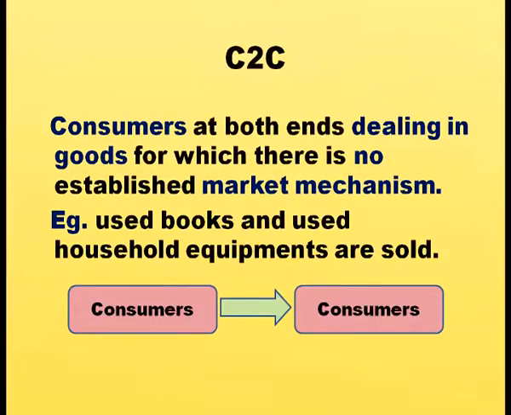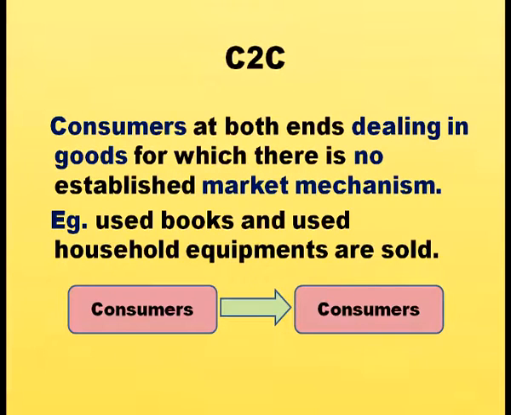C2C, here the two parties are consumer and consumer, one consumer with another consumer. That is interaction between one consumer with another consumer, that is C2C. Consumers at both ends are dealing in goods for which there is no established market mechanism. One consumer wants to sell his old cell phone, then he will put that information on the internet.